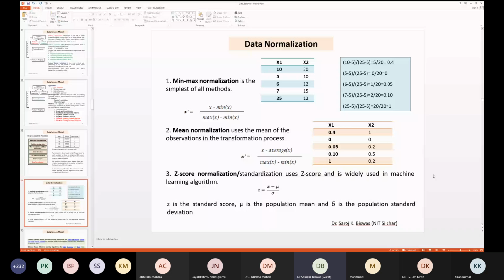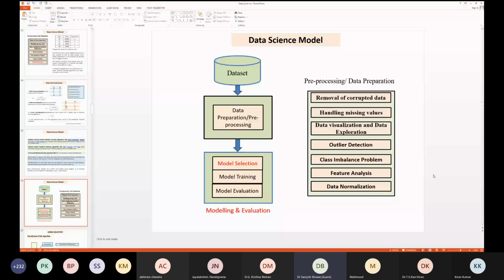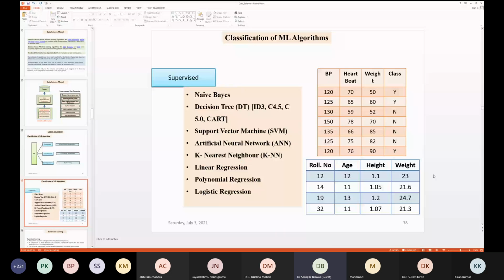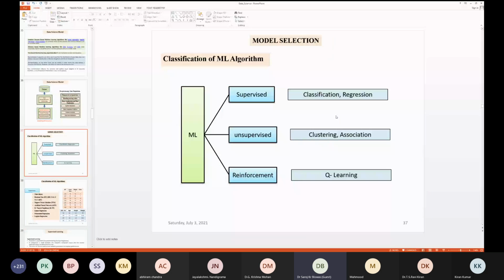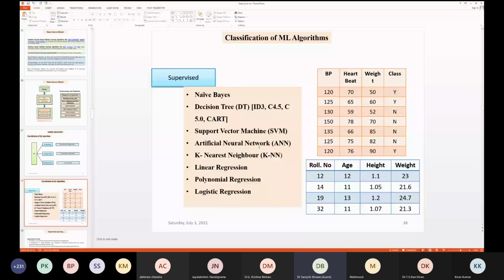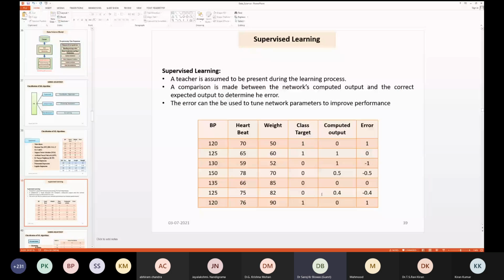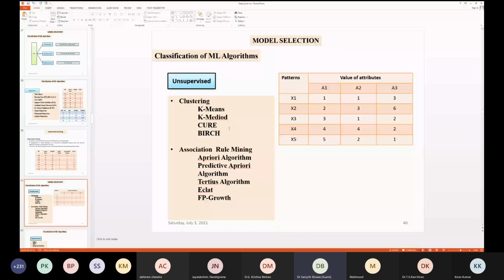After normalization, we need to do model selection. Directly jumping in, I have classified what kinds of algorithms are there. Based on the learning paradigms, machine learning algorithms are classified into supervised, unsupervised, and reinforcement learning. These are the tasks and algorithms for supervised learning, and these are the algorithms for unsupervised learning. How the training is done in supervised learning is covered in this slide. And here are the algorithms for reinforcement learning.